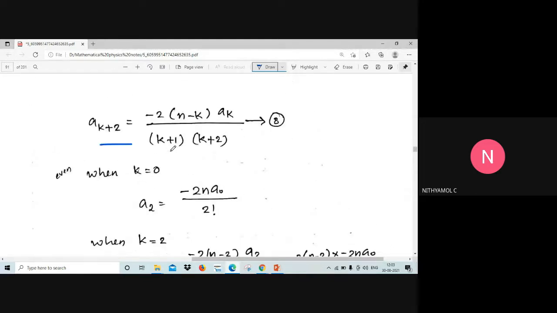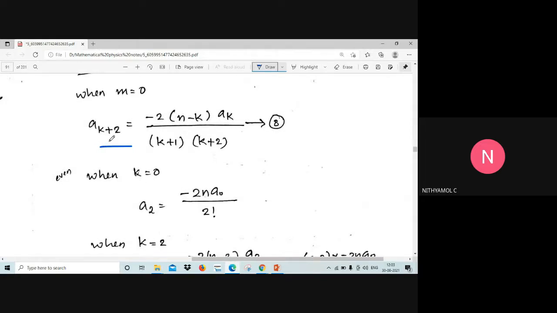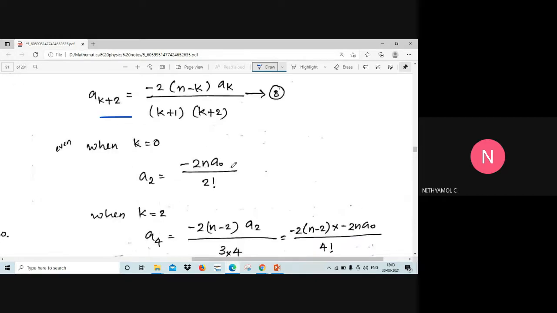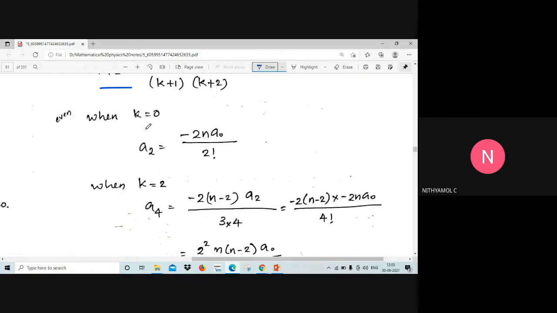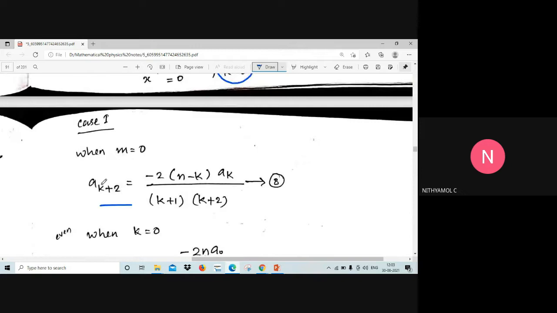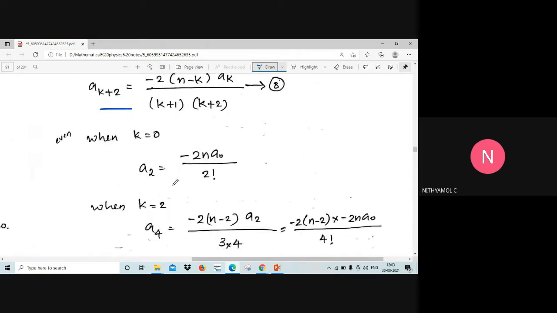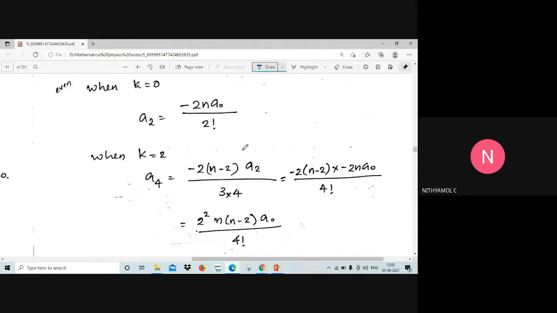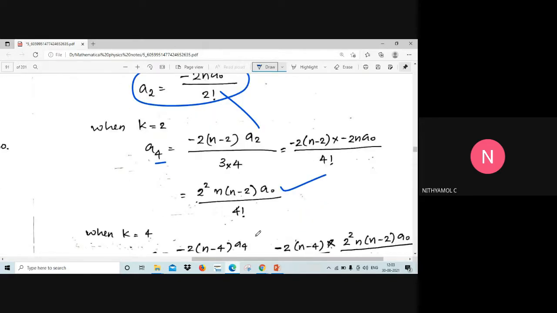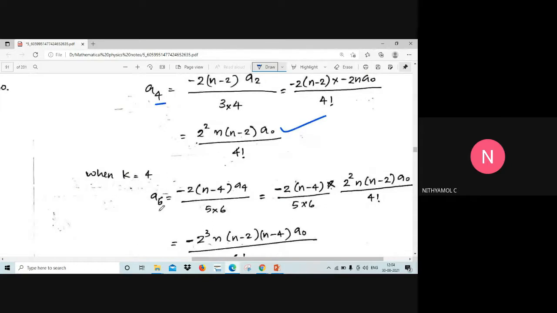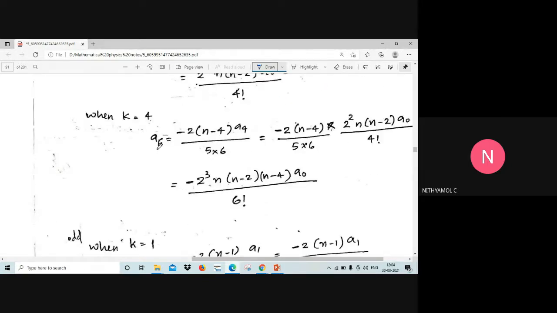When k is equal to 0, we will get a2. From here, we put k is equal to 0, and we will get a2 in terms of a0, that is minus 2n a0 by 2 factorial. Now we can put k is equal to 2, and we will get a4. So a4 is equal to this term, and we know the value of a2 here. We can substitute a2 here, then we will get a4 in terms of a0. Now when k is equal to 4, we will get a6, and we can write a6 in terms of a0.